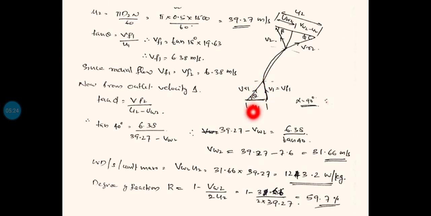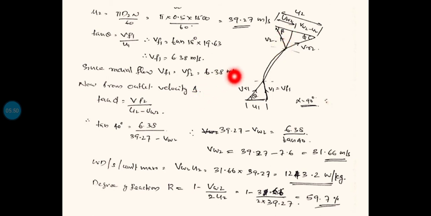u1 value we already got. Now from that equation we can find the value of Vf1, since the theta value is 18 degrees. So tan 18 equals Vf1 by u1. So Vf1 equals tan 18 into u1, that is 19.63. So you get Vf1 equal to 6.38 meter per second. Since radial flow, Vf1 equals Vf2, therefore I can take Vf2 also as 6.38 meter per second. Now I got this quantity Vf2.